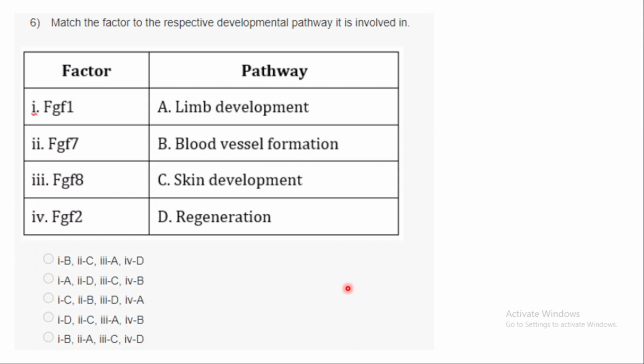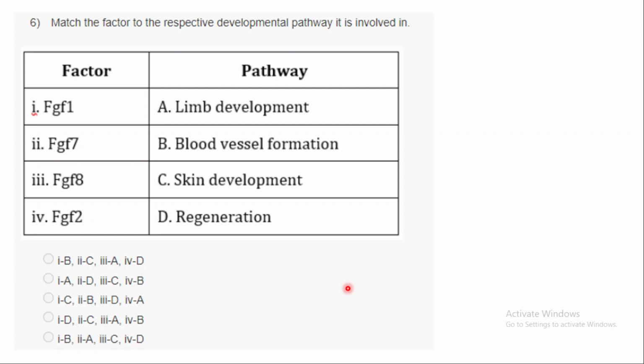So options are given on the screen: 1B, 2C, 3A, 4D; 1A, 2D, 3C, 4B; 1C, 2B, 3D, 4A; 1D, 2C, 3A, 4B; 1B, 2A, 3C, and 4D. Now, out of these, which do you think is the correct matching?